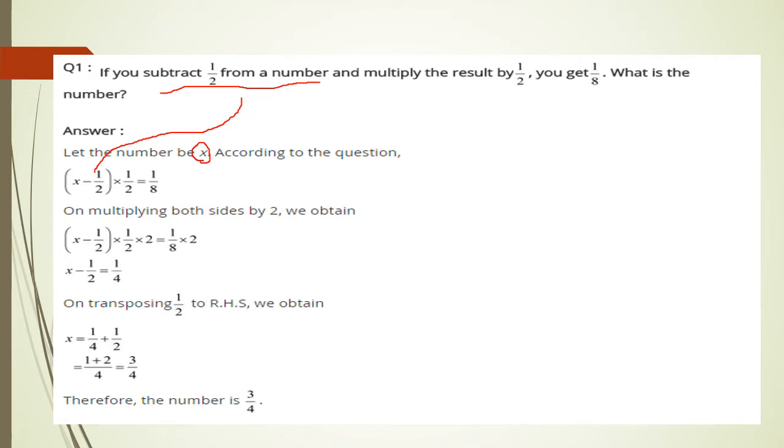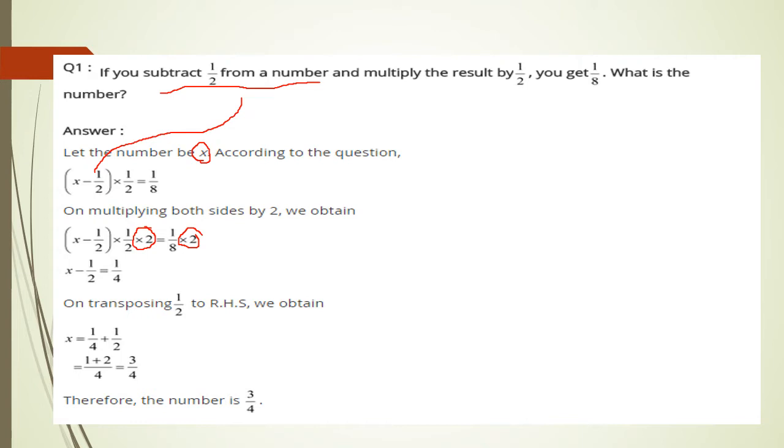Children, to simplify this equation, multiply both sides of the equation by 2. See here, write x minus 1 by 2 as it is, into 1 by 2 as it is. Multiply this side of the equation by 2, this is the additional 2. Then equals 1 by 8 into 2, and this is the additional 2. We are multiplying both sides of the equation by 2.